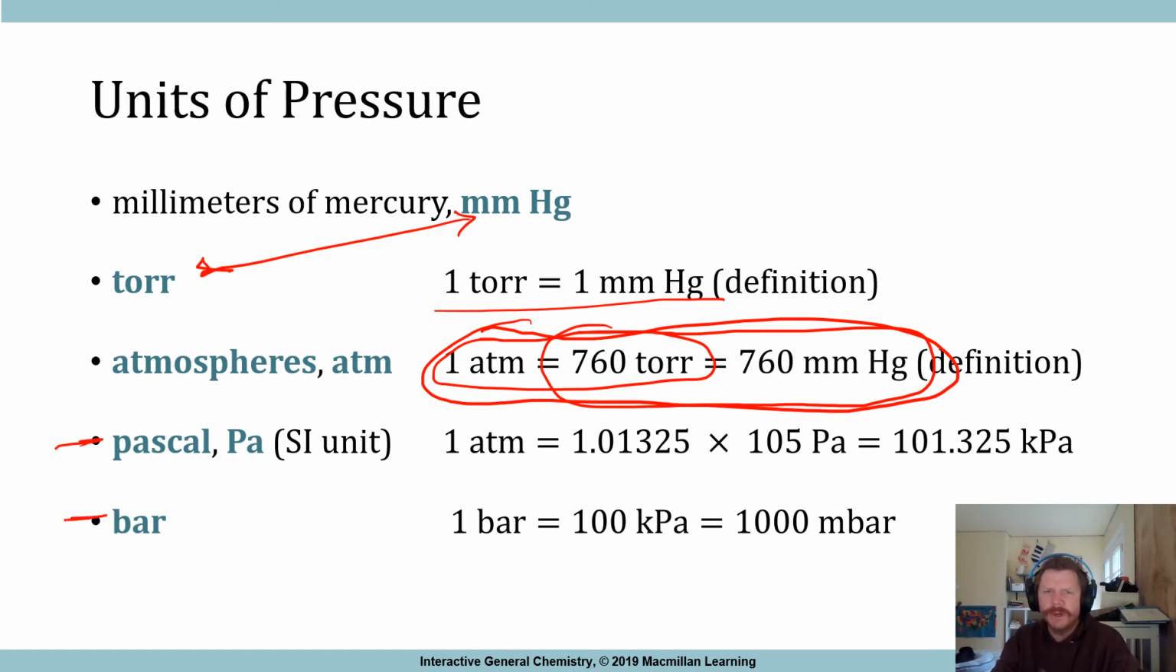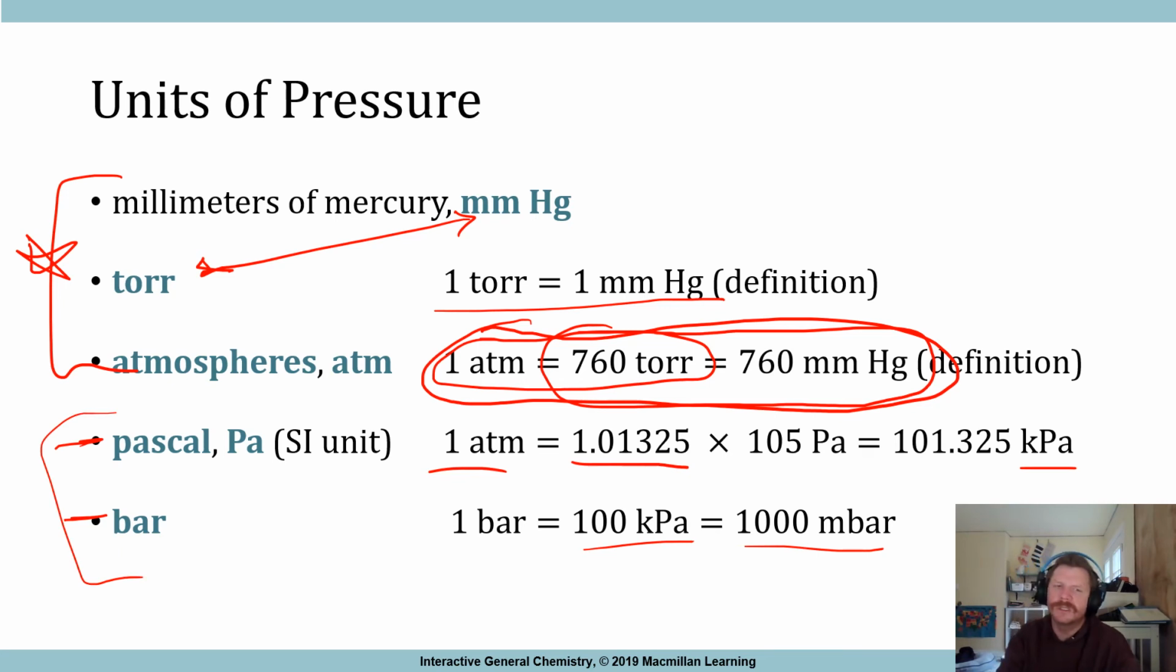Pascal and bar, we don't use those quite so often, but you might see them on some of your homework problems. 1 atmosphere is equal to 1.01325 times 10^5 pascals, which is equal to 101.325 kilopascals. 1 bar is equal to 100 kilopascals, which is equal to 1,000 millibars. Like I said, though, these three are the ones that you're going to see most often. These you're probably going to see on homework questions, not necessarily quiz questions or test questions.